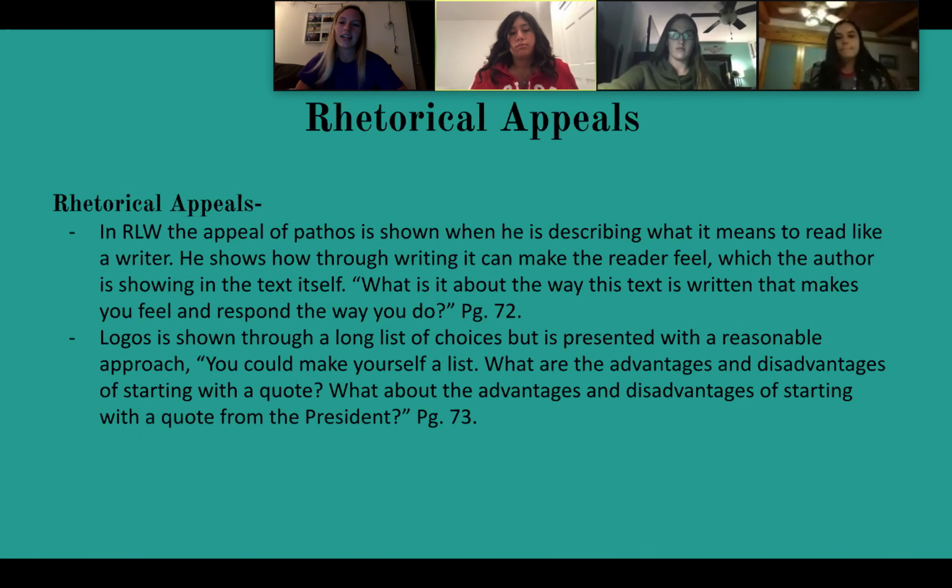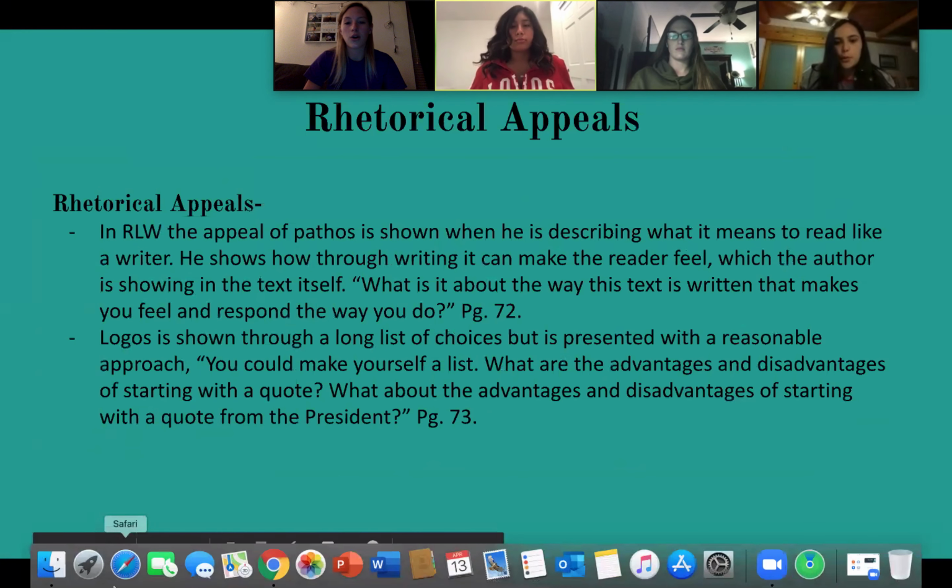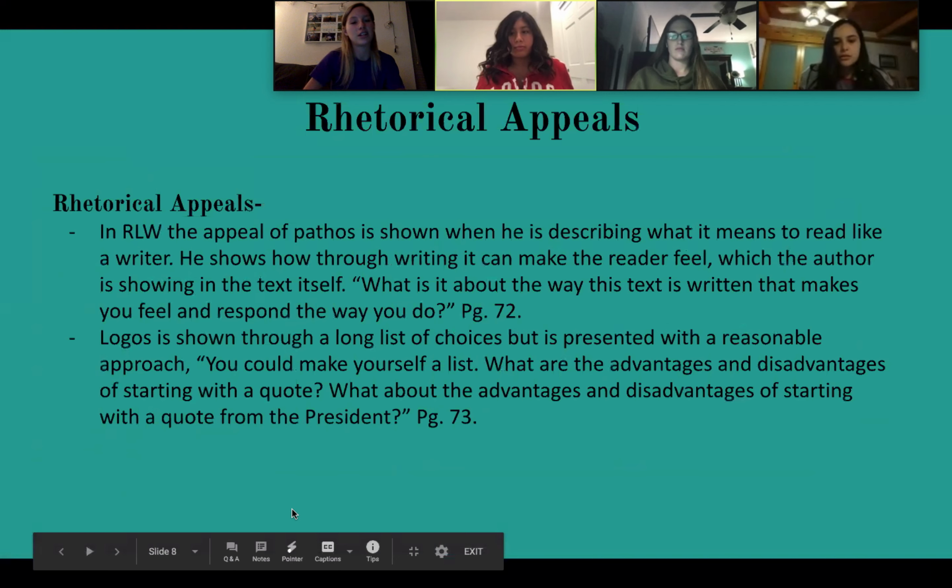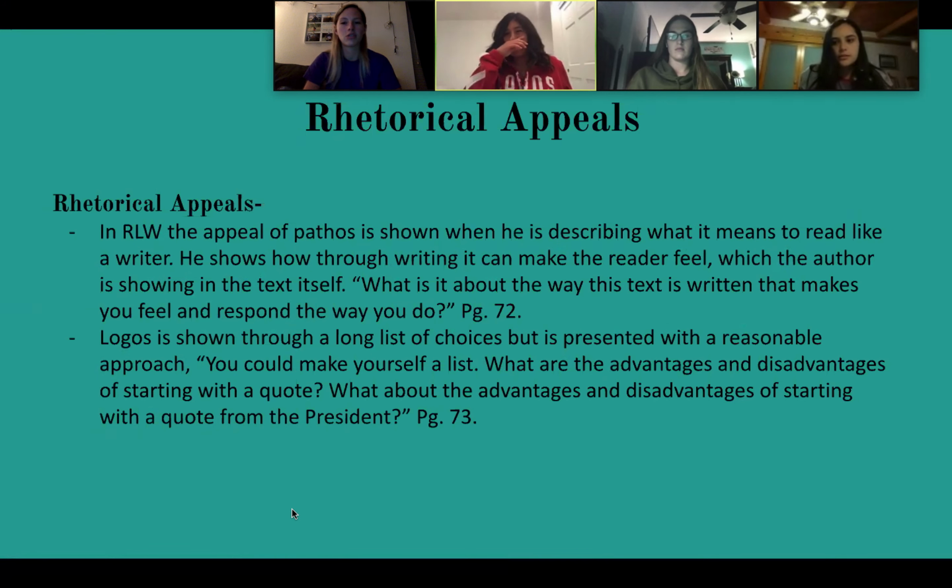And then logos is shown through a long list of choices, but presented with a reasonable approach. For his example, you can make a list of the advantages and disadvantages of starting the quote with the president. He gave a list of different ways, whether we start with the president's quote or say I have a quote about the president, basically whichever way is going to be the best way to approach it.